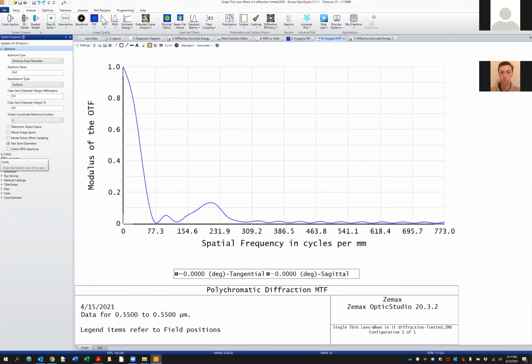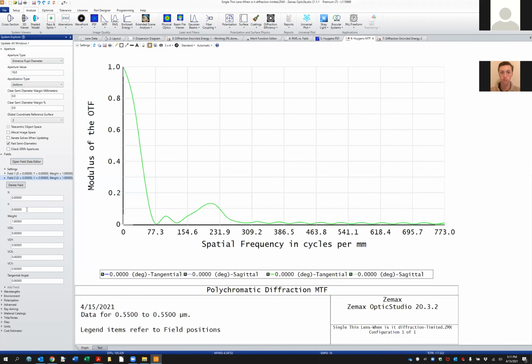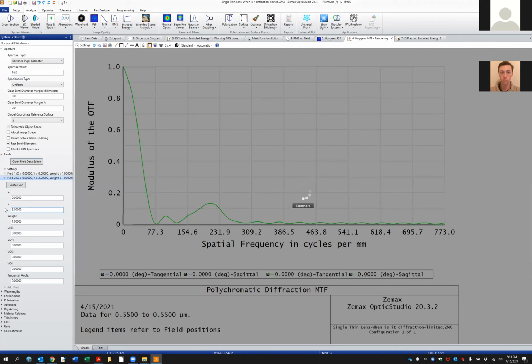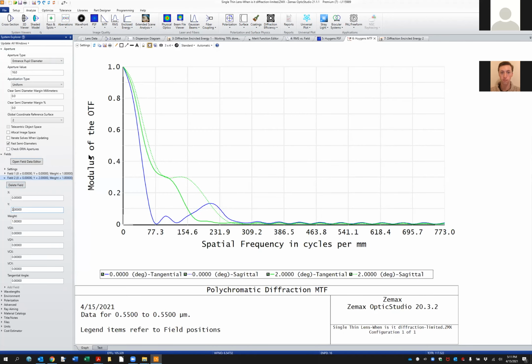Professor, I have a question. So for project 10, we would have another field. And I believe there's going to be like two tangential and two sagittal. Which one should we look out for when we're looking at the Huygens MTF?